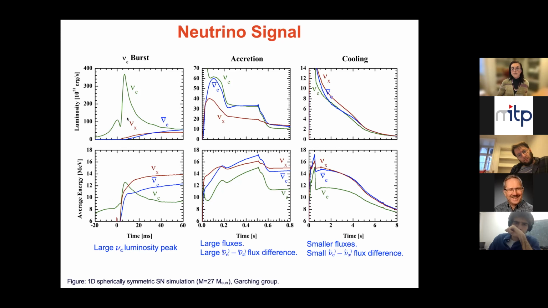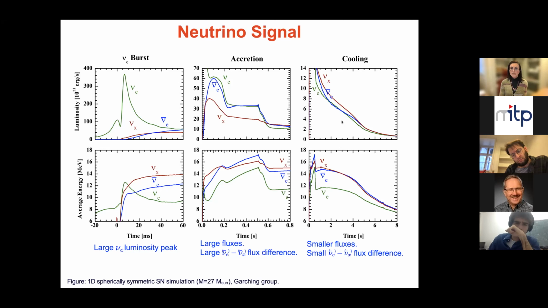So within the first 50 milliseconds, the electron-neutrino luminosity is huge with respect to the one of the other flavors. And then we have the accretion phase, where the luminosities of the different flavors start to become more similar to each other. And then soon after the explosion, we have the cooling phase, where the neutrino signals all become similar to each other as the proto-neutron star that just formed starts to cool down. So this is a standard scenario without considering the fact that the neutrinos can also change their flavor.